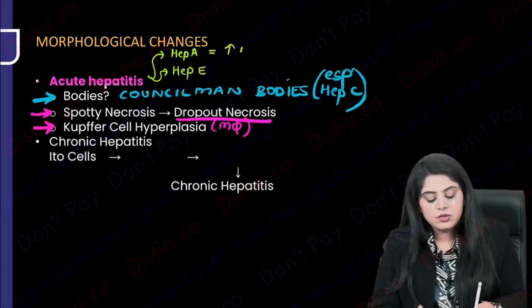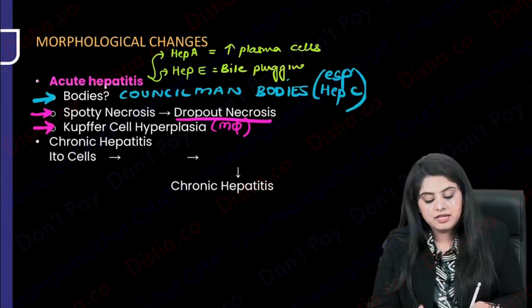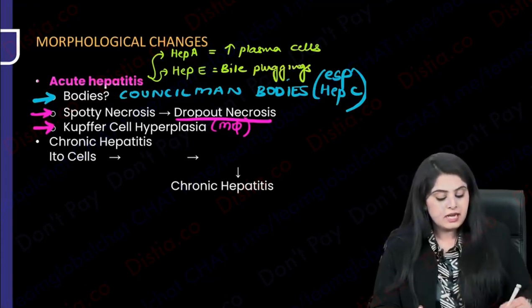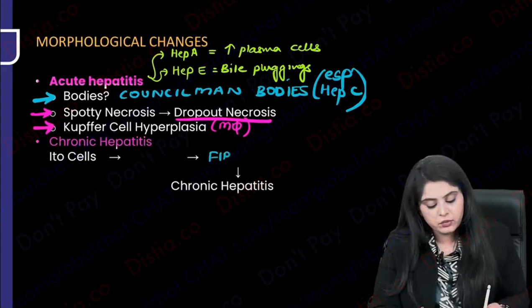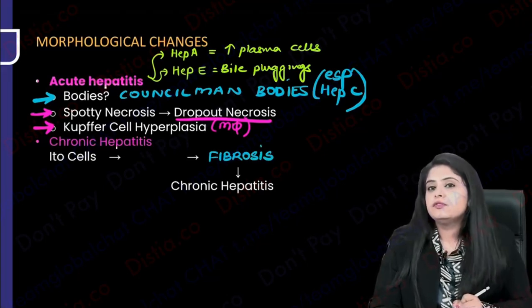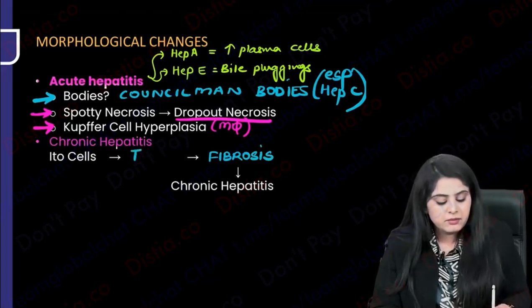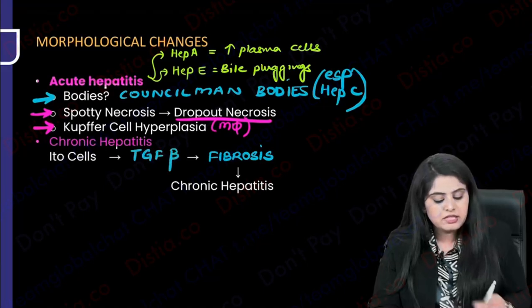I think I've already told you that hepatitis A is going to show you an increase in the plasma cells, and hepatitis B is going to show you cholestasis or bile plugging, right? This we've already studied. Now let's come to something converting into chronic hepatitis. Chronic hepatitis means there is going to be fibrosis. Which is the most fibrogenic cytokine? Fibrogenic cytokine is always TGF-beta.